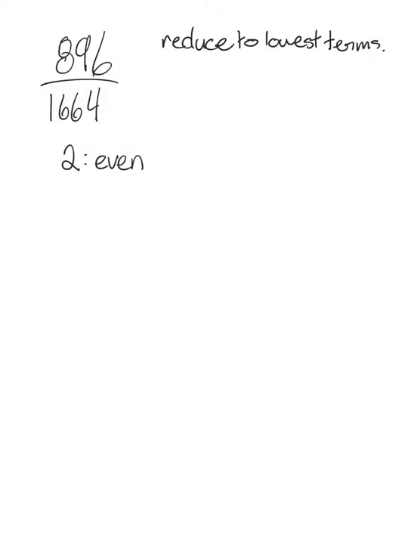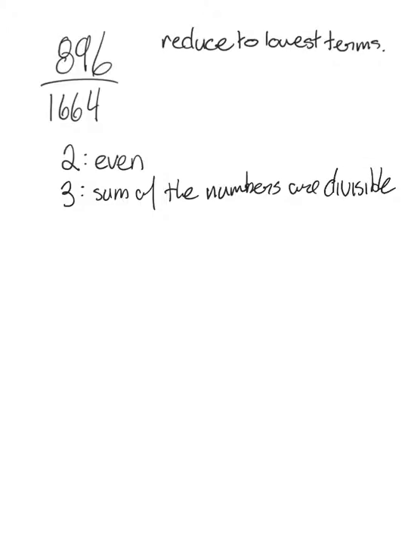That one everybody knows. If a number is divisible by 3, it means the sum of the numbers are divisible by 3. So an example for that, we'll go through them after. 4 is the last two numbers are divisible by 4.